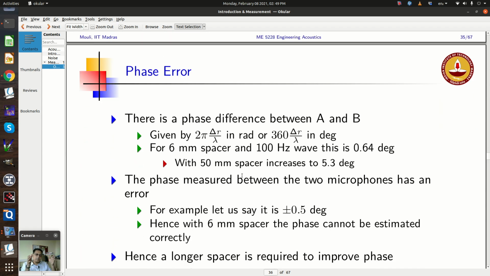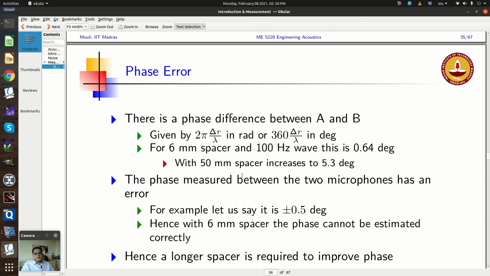Remember that when I measure at two points A and B, the two microphones, there is a phase difference between A and B. The phase difference is also given by 2 pi delta r by lambda, which is my finite difference error, but it also dictates what is called the phase error. For a 6 mm spacer and a 100 hertz wave, the phase difference between microphones A and B is 0.64 degrees, but if I use a 50 mm spacer, it goes up to 5 degrees.